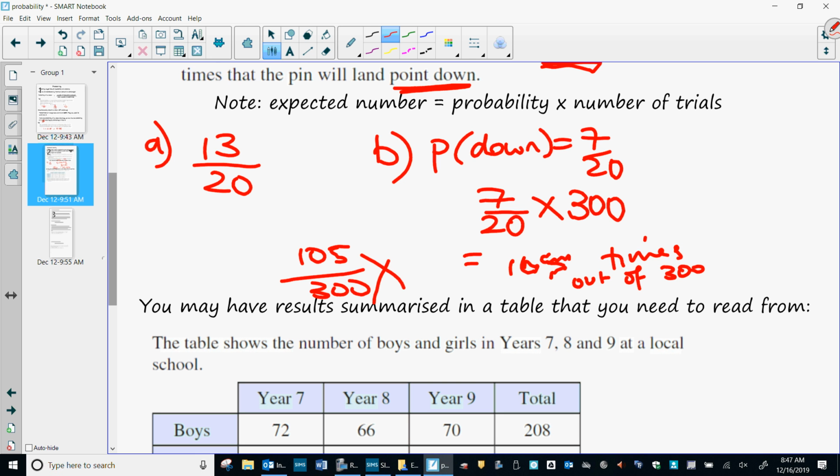Why would you not multiply the denominator by 300? Because then that's going to be over 300. Remember, when you're multiplying, this is a whole number, so that's equally 300 over 1.